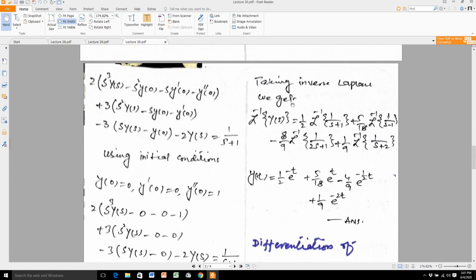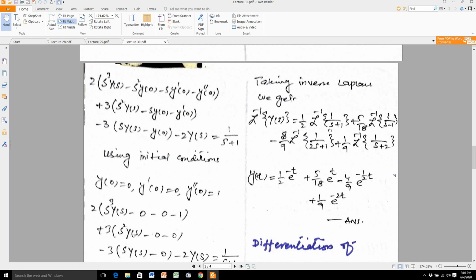The last step is taking the inverse Laplace. When we apply the inverse Laplace, we get Laplace inverse of capital Y of s is equal to 1 by 2 inverse Laplace of 1 over s plus 1, plus 5 over 18 inverse Laplace of 1 over s minus 1, minus 8 by 9 Laplace inverse of 1 over 2s plus 1, plus 1 over 9 Laplace inverse of 1 over s plus 2.